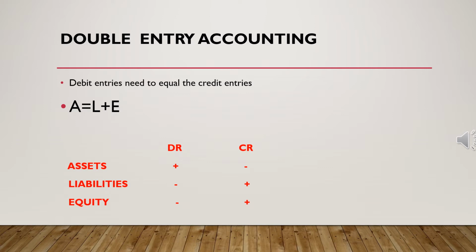Now you can see the balance sheet equation: assets equal liability plus equity. Positive assets are recorded in debit, negative assets in credit. Positive liability and equity are recorded in credit, negative liability and equity in debit. Debit is always on the left side, credit is always on the right side.